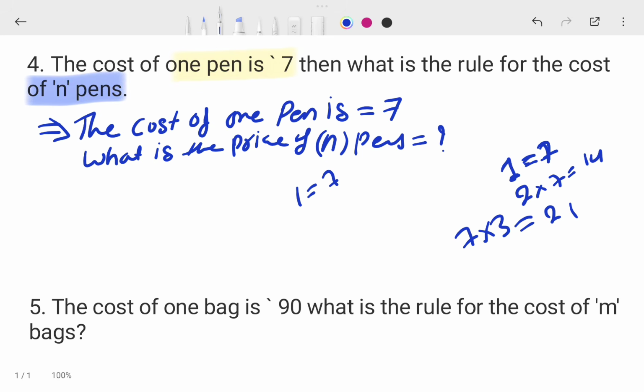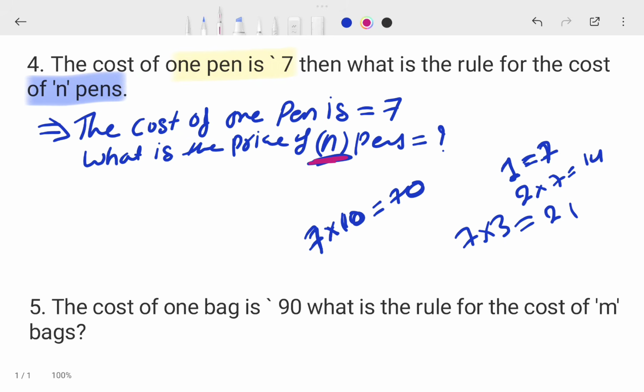So the shopkeeper says the cost of 1 pen is 7 rupees, and if you need 10 pens, then you have to pay 70 rupees, because the price of 1 pen is 7 rupees. If you need 10 pens, you have to give 70 rupees to the shopkeeper. But here it is telling n pens. N pens means what? We don't know how many pens are given here.